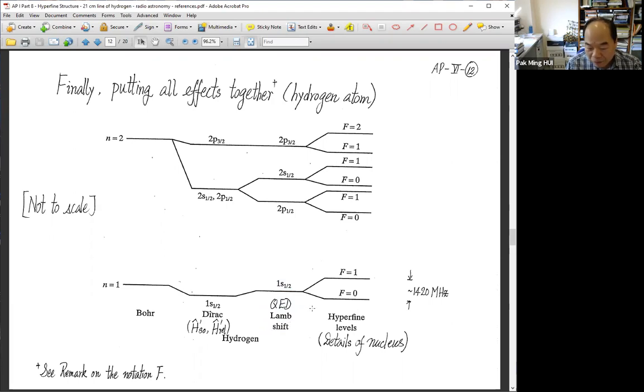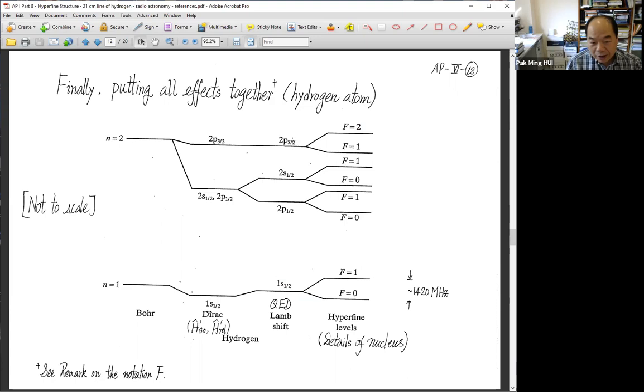But now with hyperfine, even this ground state of hydrogen, now this is highly exaggerated, I must say, okay? Just to let you know that there is something there, all right? So not to scale, absolutely. So what we have seen is that there will be a hyperfine splitting of the ground state of hydrogen. We can carry out a similar discussion for all the other states. Okay, so you will see the different states.